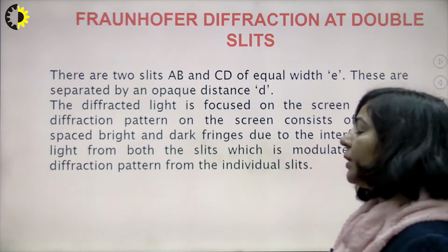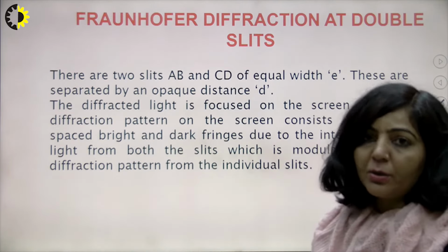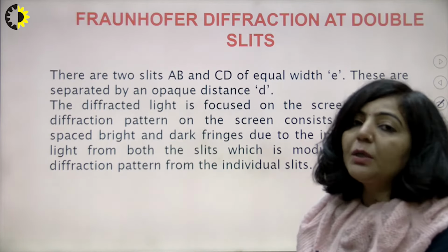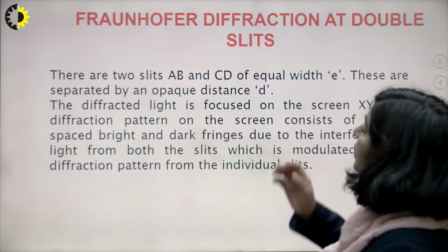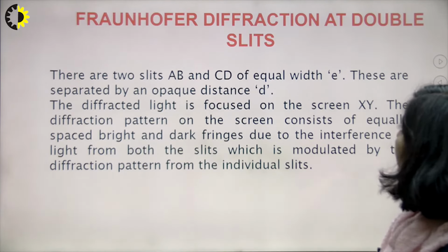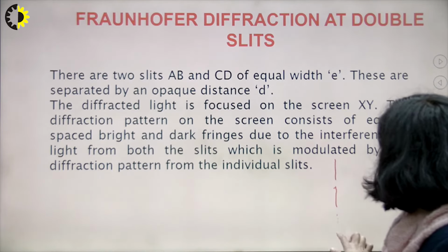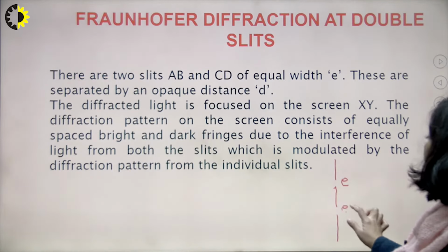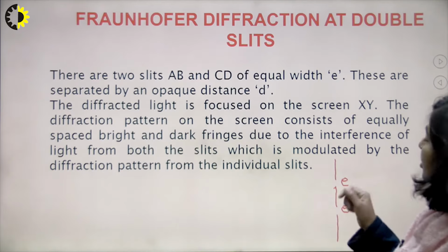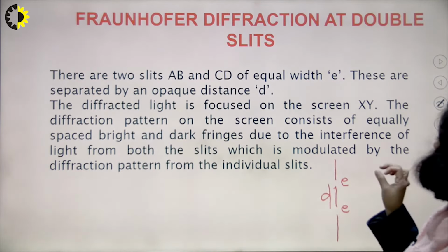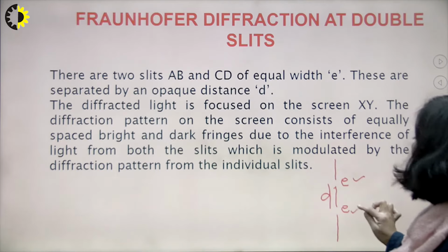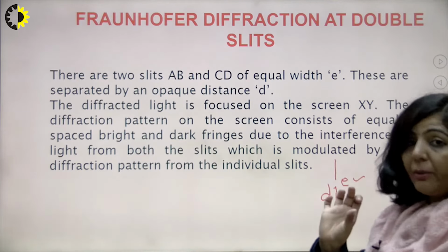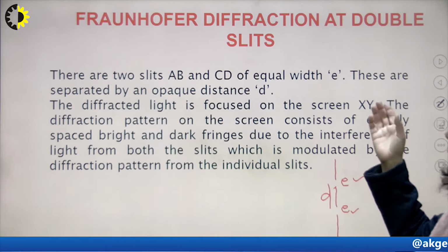In order to study it, again we are going to take the help of the single slit diffraction pattern. Here we have two slits, both of equal width, and the spacing between them is taken as d. As you can see, there are two slits AB and CD of equal width e. If e is the width of the first slit, then e is the width of the second slit, and the spacing between them is d. The width e is the part from where light can pass, and d is the opaque part from where light cannot pass.